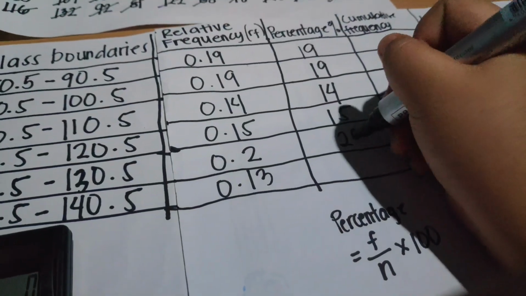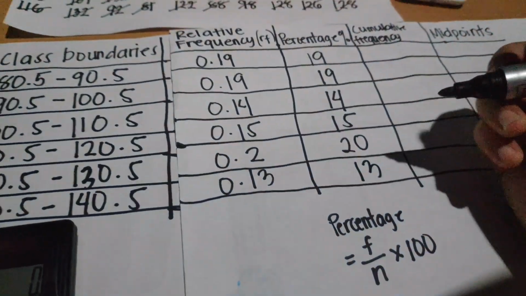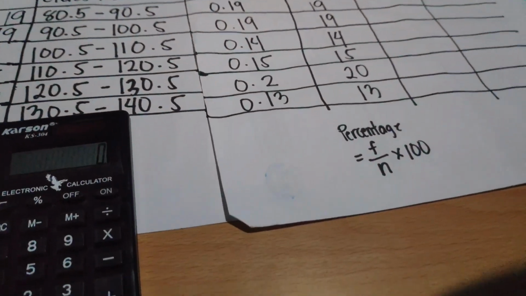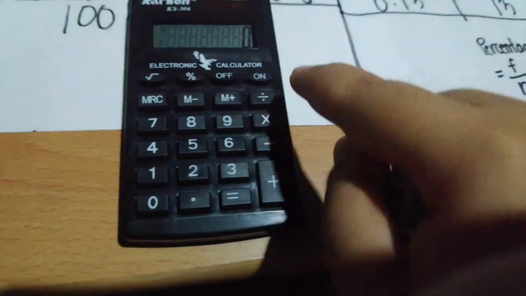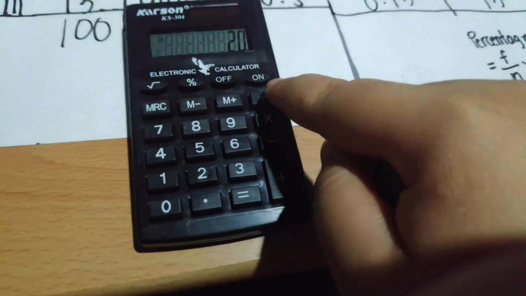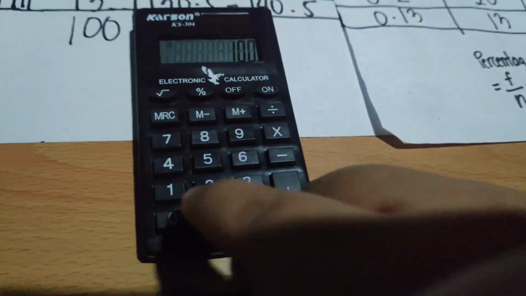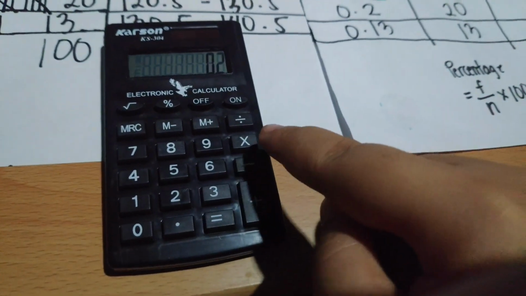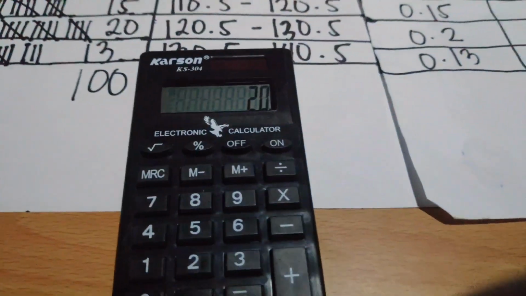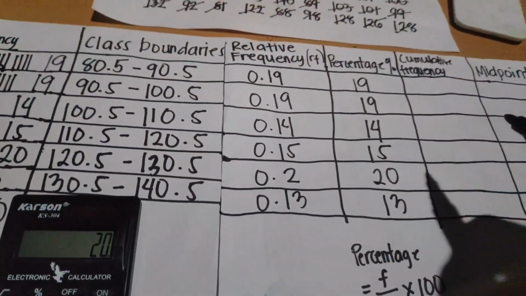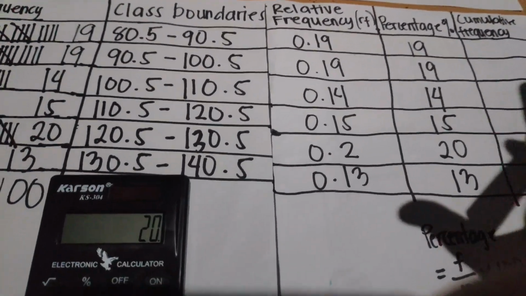Ito ay 20 and 13. Ganyan lang, simple. So, for example, here, 20. I-calculate natin para sure. 20 divided by 100 equals 0.20. So, i-times natin 100. So, yeah, 20%. So, ganyan lang kadali ang pagkuha ng percentage.